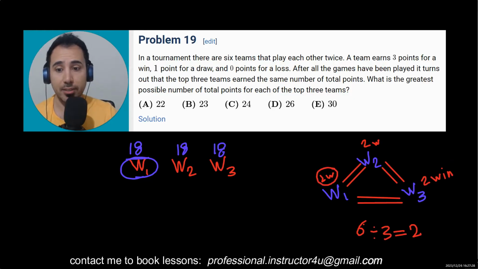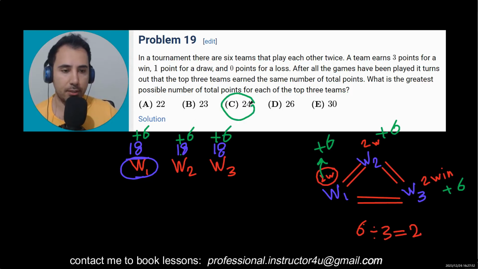Each of these wins means 3 points, so each of these teams gets 6 from their wins. You get 6, you get 6. So all of them get a +6 when they play among themselves. So the answer will be 18 plus 6, 24.